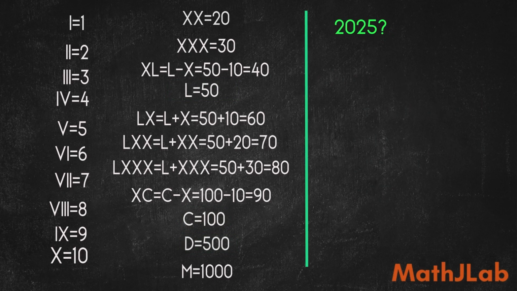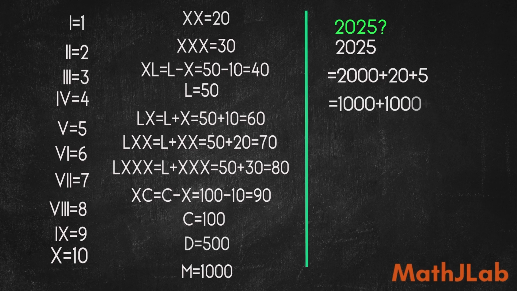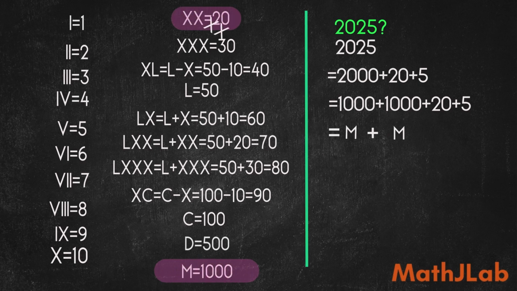Now, what will be the Roman number of 2025? Let's find it. We can write 2025 in expanded form, that is 1000 plus 1000 plus 20 plus 5. For 1000, we have M, for 20 we have XX, and for 5, we have V. Now applying the addition rule, we get MMXXV for 2025.